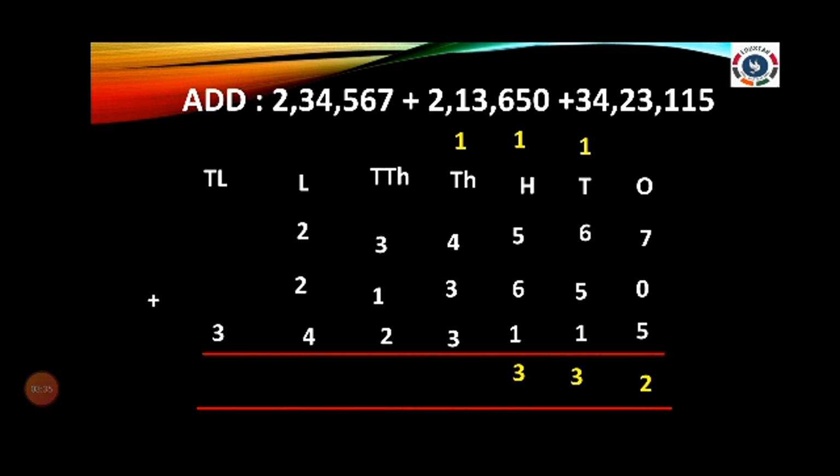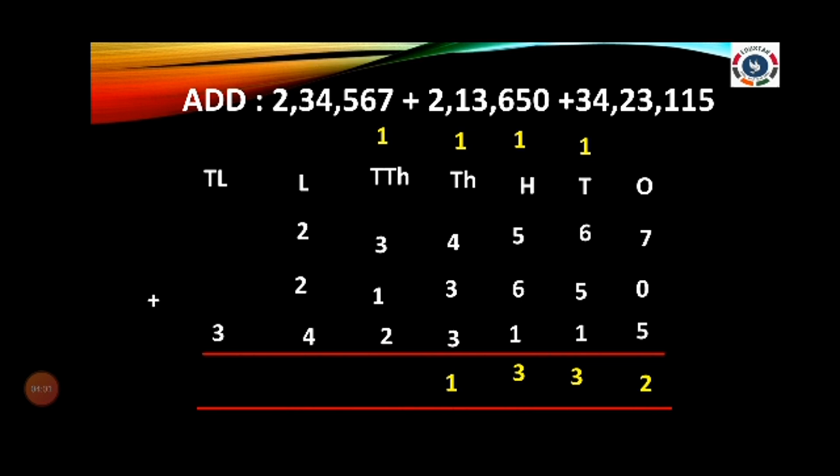Now what do you have in the thousands place? 1, 4, 3, 3. Now you add all together. 1 plus 4 how much? 5. 5 plus 3? 8. 8 plus 3? 11. So you have a 2-digit number again, isn't it? So write the second digit 1 in the thousands place. That first digit 1 moves as a carry to the ten thousands place.